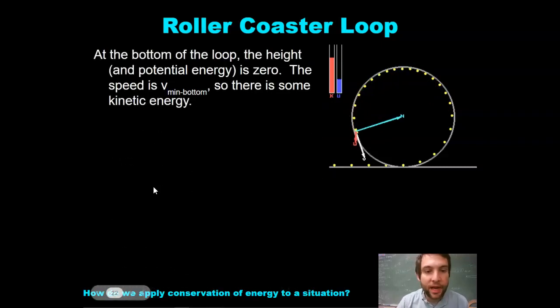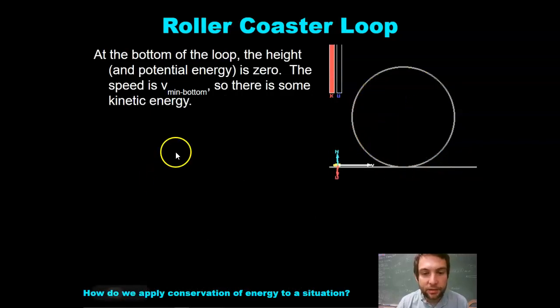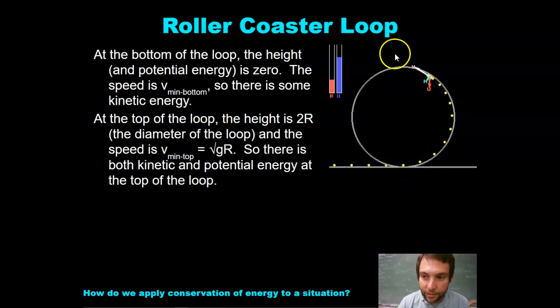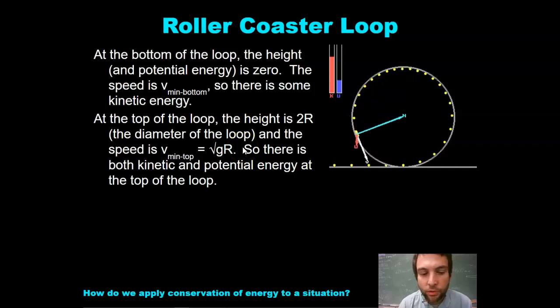At the bottom of the loop, the height and potential energy are 0. The speed is v, so there is some kinetic energy. At the top of the loop, the height is 2r, which is the diameter of the loop, and the speed is v equals square root gr. So there's both kinetic and potential energy at the top of the loop.